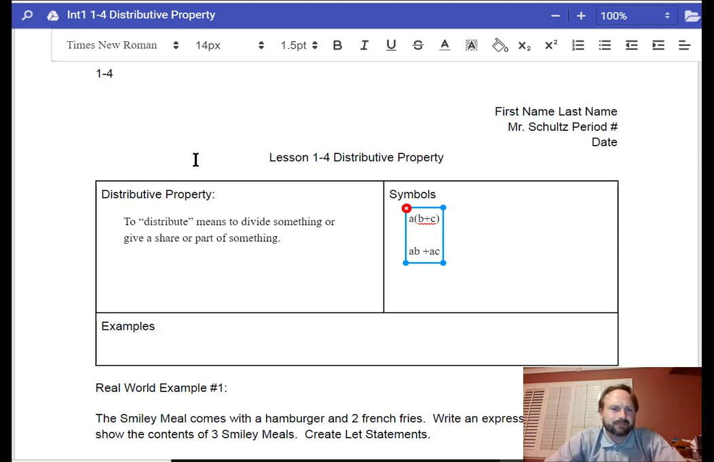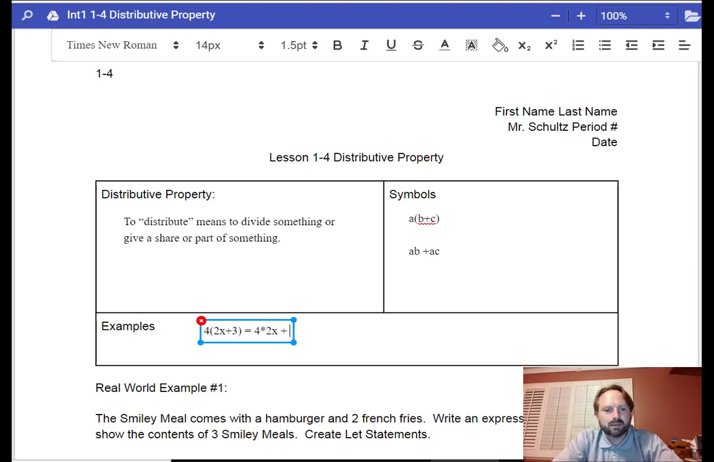Now, bear with me. My writing tablet broke, so I'm going to have to type it out. An example of this would be, what if I had 4 times (2x + 3)? Well, that's the same thing as saying I'm going to have 4 times 2x plus 4 times 3, which would give us 8x + 12.